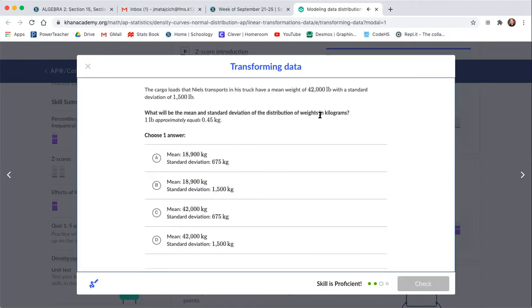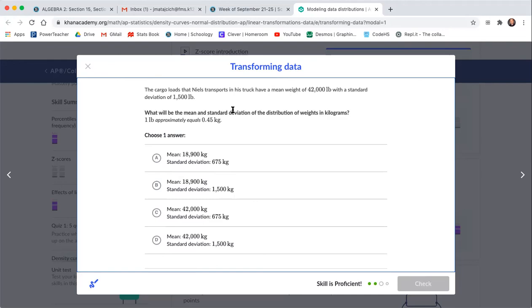I'll do one more. Cargo loads that Niels transports in his truck have a mean weight of 42,000 pounds with a standard deviation of 1,500 pounds. What will be the mean and standard deviation of the distribution of weights in kilograms? 1 pound is approximately 0.45 kilograms. So this time we are going to be multiplying. You are taking the value in pounds and multiplying it by 0.45 to convert the unit from pounds to kilograms.